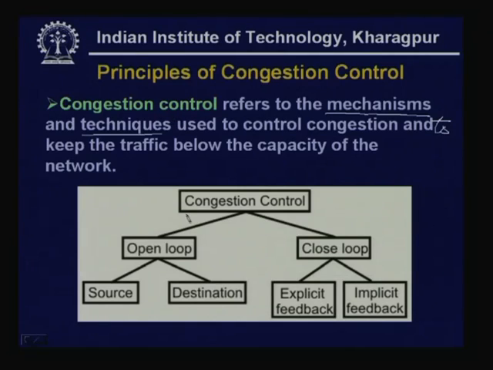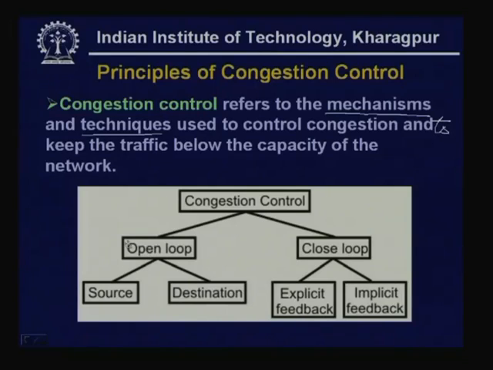That is why congestion control techniques can basically be categorized into two types. One is open loop congestion control, another is closed loop congestion control. You may be familiar with control theory, and this can be explained in terms of control theory. There are two basic techniques: open loop control and closed loop control. In the same way, the congestion control approaches can be divided into open loop congestion control and closed loop congestion control.